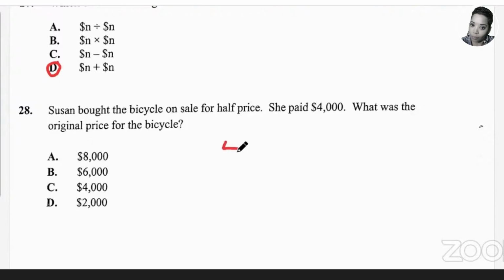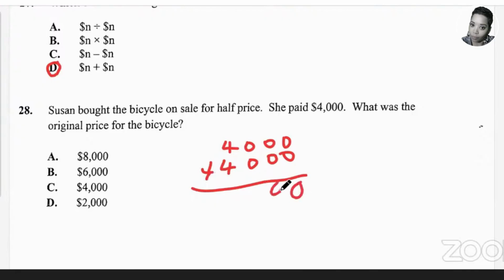Okay, so she paid half price. So she should have paid double what she paid. So if I double 4,000, what would my total be? That means the price should have been twice what she paid. So price would have been $8,000. Okay, the answer is A.